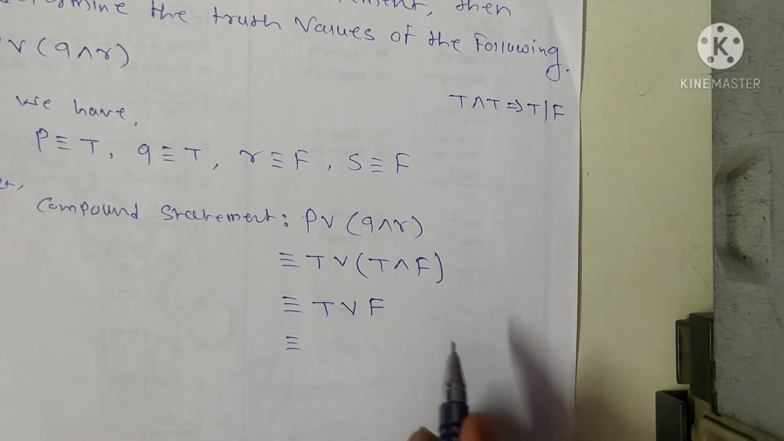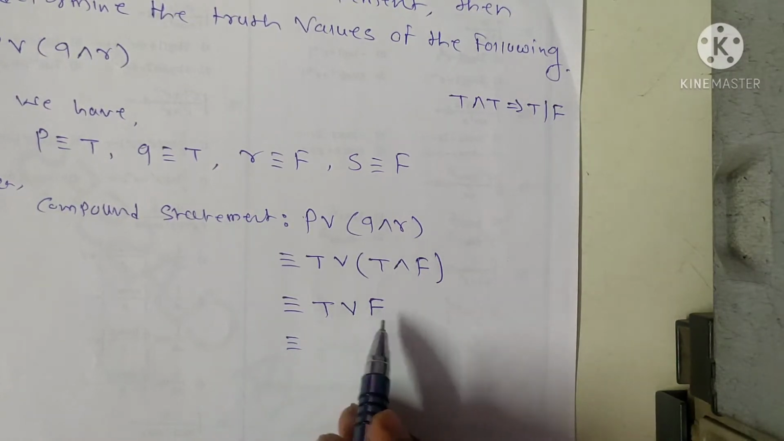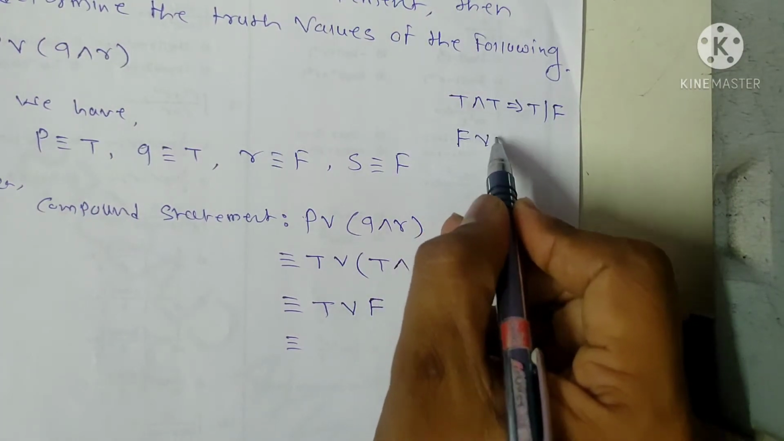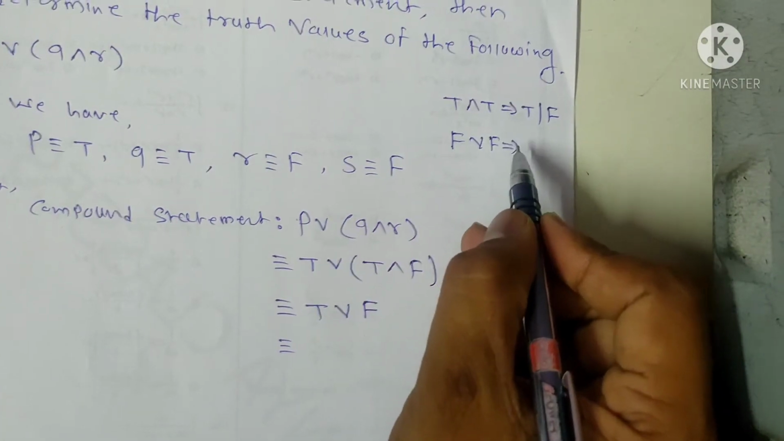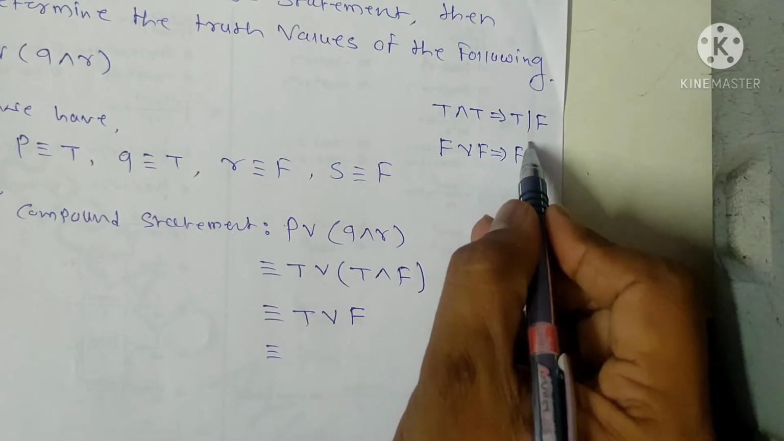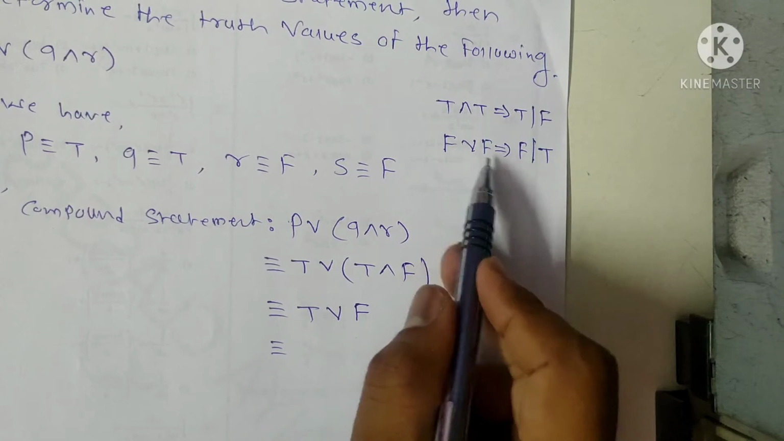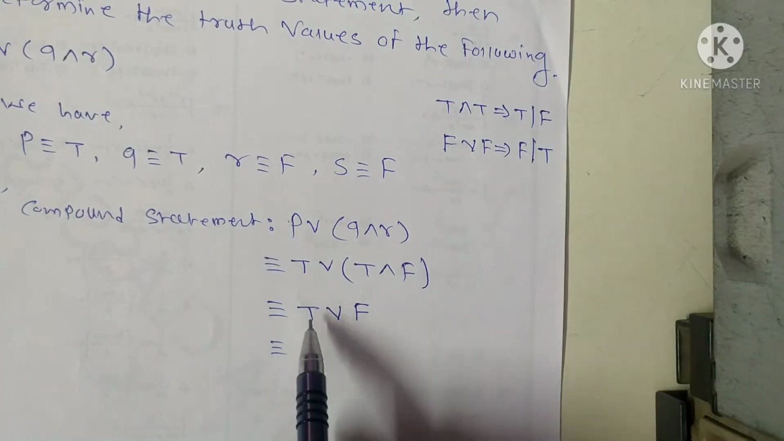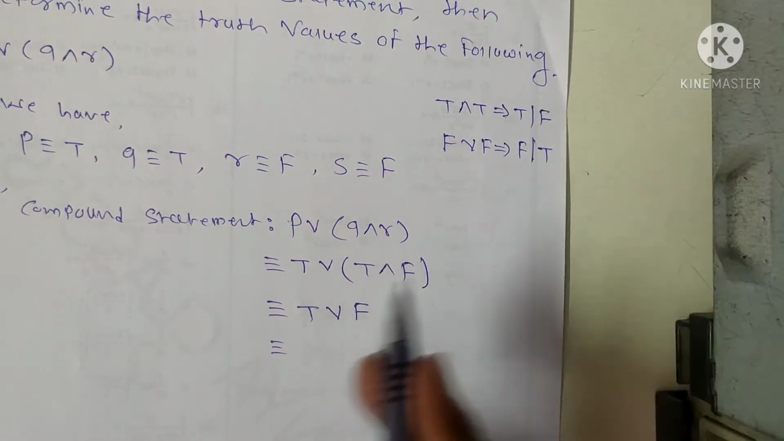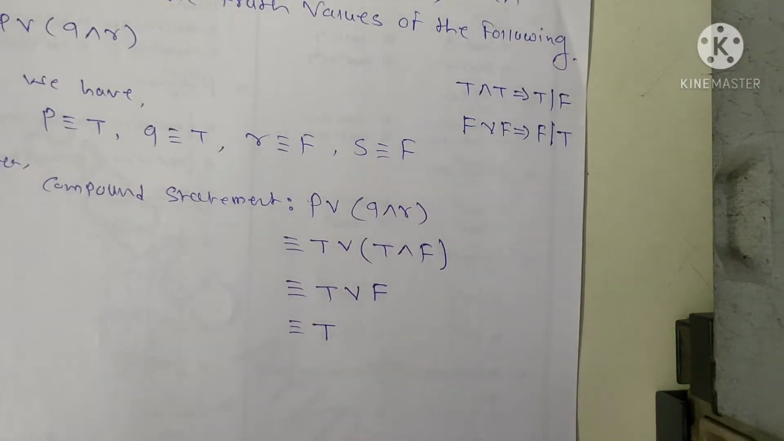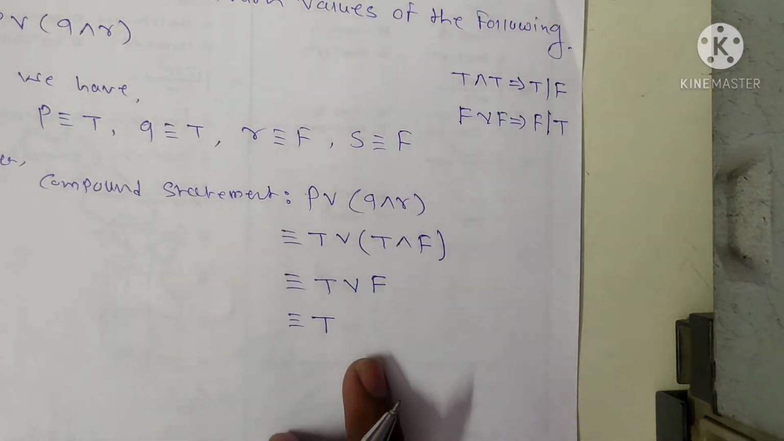Logically equivalent, we can say that. Now T or F. Now we know the logic of OR, that is F or F is equal to F, otherwise T. Now is it F or F? No. If F or F, we can write F, otherwise T. But it is T or F, and therefore we write T here. Hence the truth value is T.